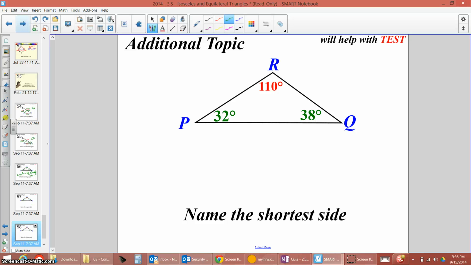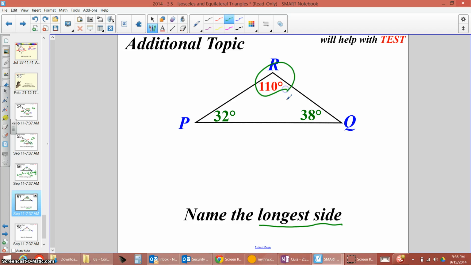All right. Well, let's see. Now, at this point, it says, what is the longest side of this triangle? Well, I find, again, the biggest angle, and the side opposite the biggest angle is also the biggest side. So PQ segment is the longest side because it's across from the biggest angle.